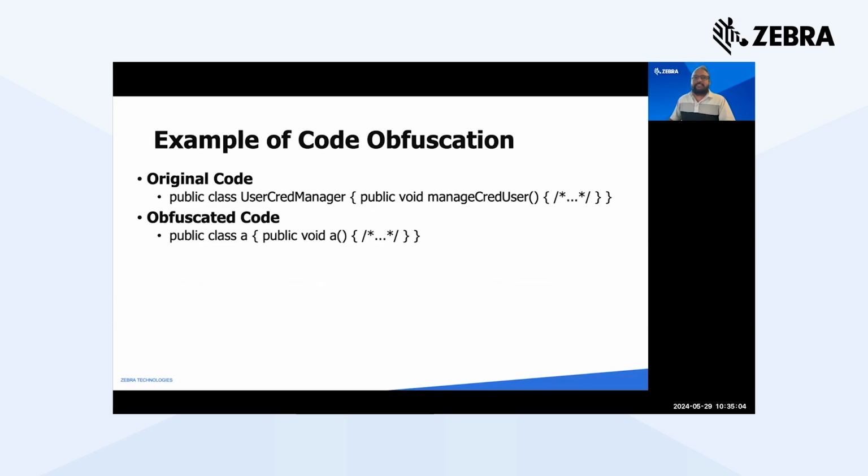Let's look into an example. I have a public class, a credential manager. If I disassemble it, I can directly see my class. If I use ProGuard with class renaming in my obfuscation rules, you can see the class name is changed to A, which is very difficult for attackers or reverse engineering people to understand, at least initially.